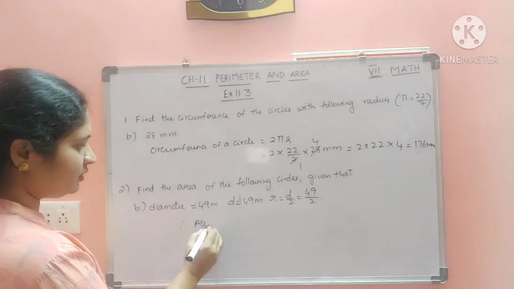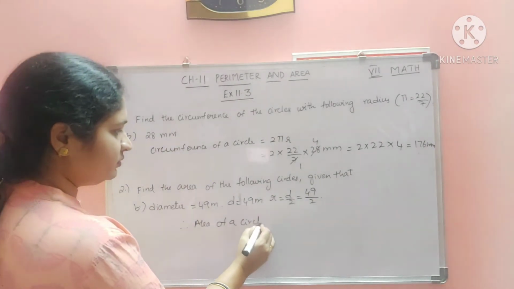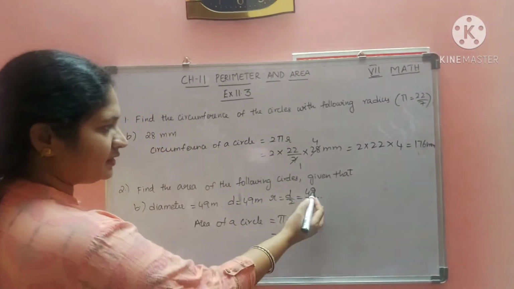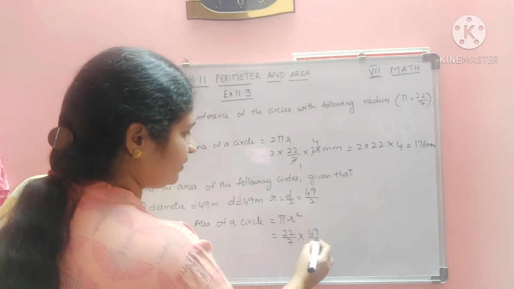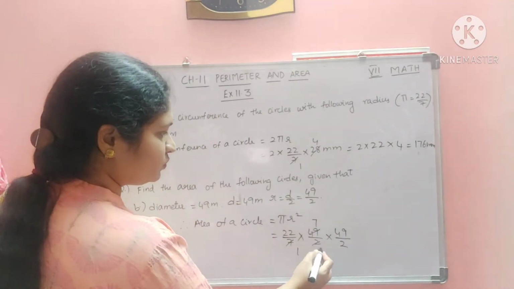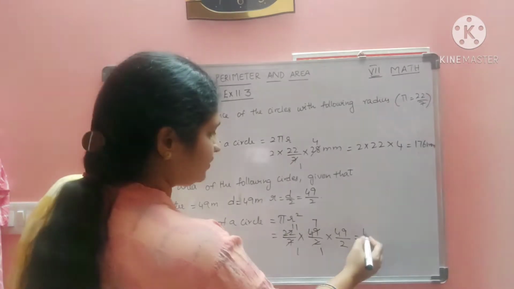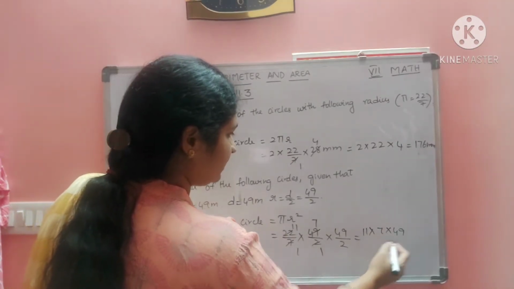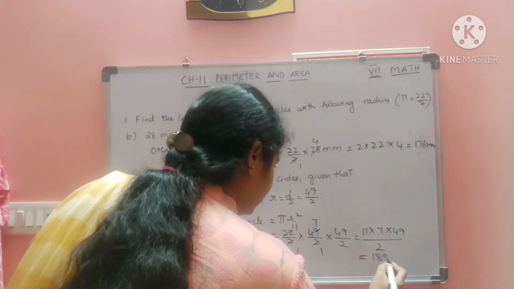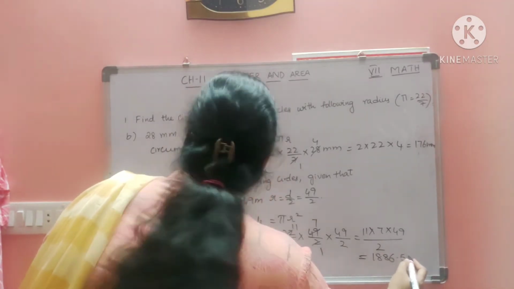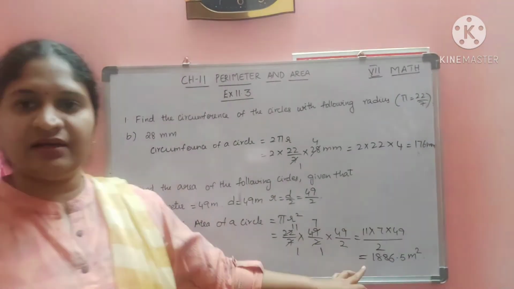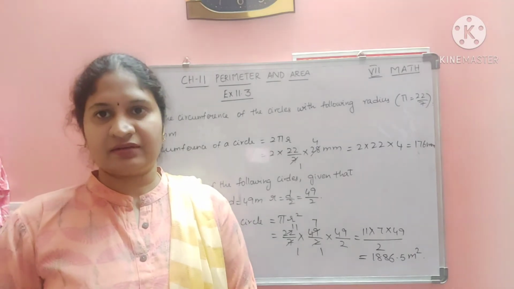Now area of a circle is equal to pi r square. So which is equal to 22 by 7 into r is 49 by 2. So 49 by 2 into 49 by 2. So 7 ones are 7, 7 sevens are 49, 2 ones are 2, 2 11s are 22, which is equal to 11 into 7 into 49 by 2, which is equal to 1886.5 meters square. So area of a circle is 1886.5 meter square. Clear?